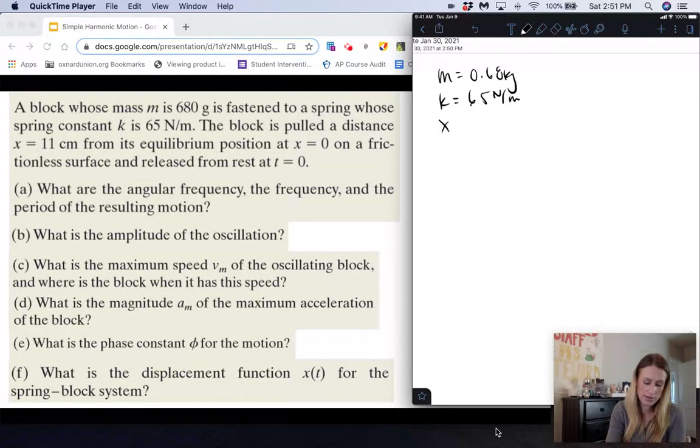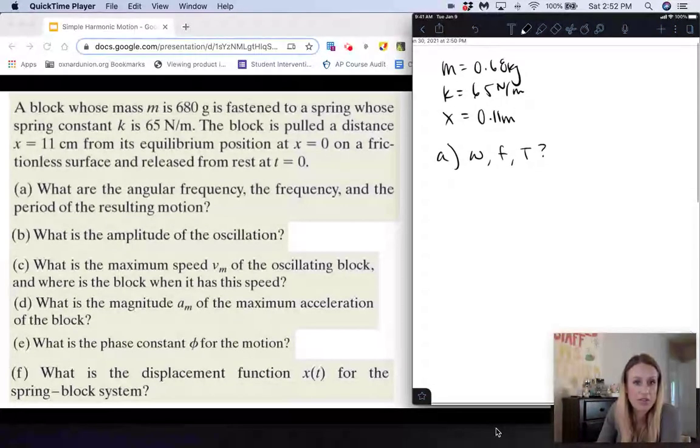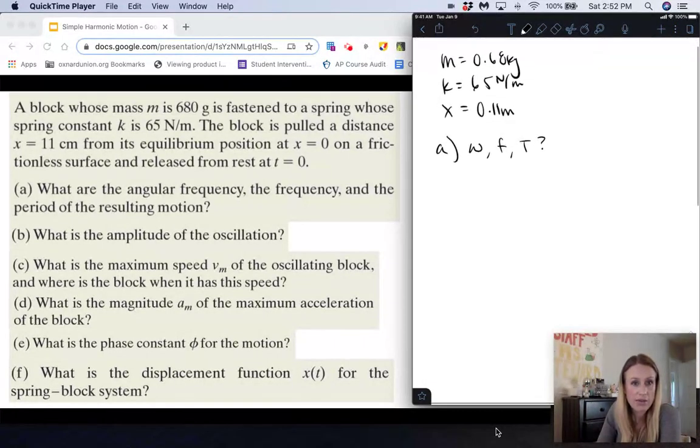So x equals 11 centimeters, which is 0.11 meters, from x equals 0 on a frictionless surface and released from rest at t equals 0. For part A, we want to know the angular frequency and period of the resulting motion. First and foremost, angular frequency: we have a mass and a spring constant K, so we can use that equation.